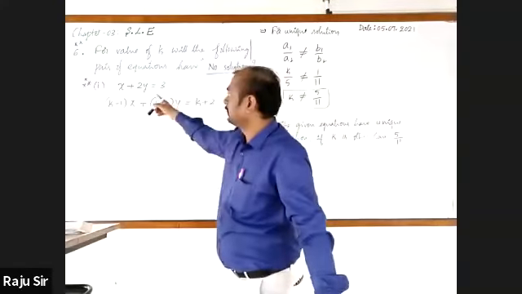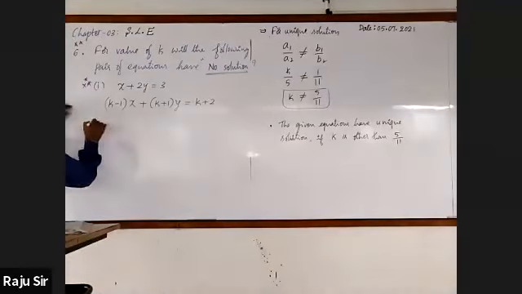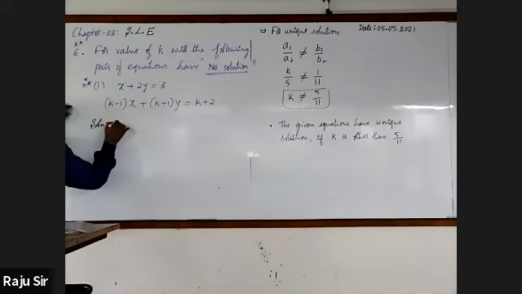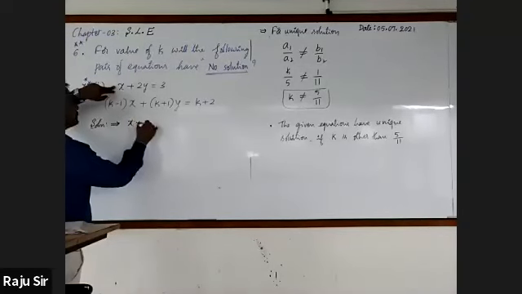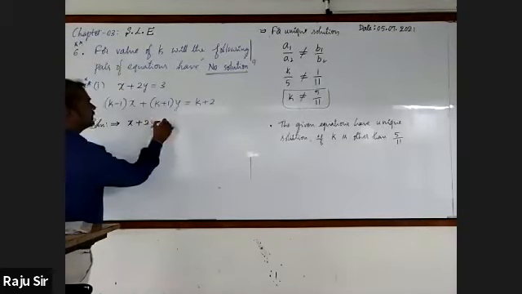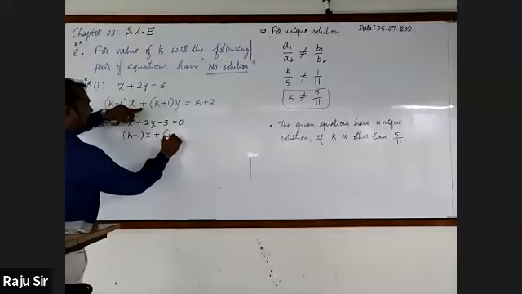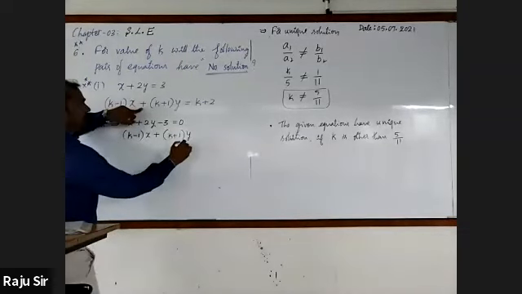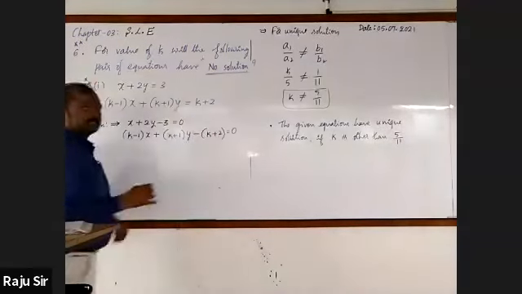Okay, now let's go for writing the given equations in standard form. First step, we will write the equations in standard form. The first equation is x plus 2y, transfer 3 to the left hand side, minus 3 is equal to 0. And the second equation is (k minus 1) into x plus (k plus 1) into y minus of (k plus 2) is equal to 0.